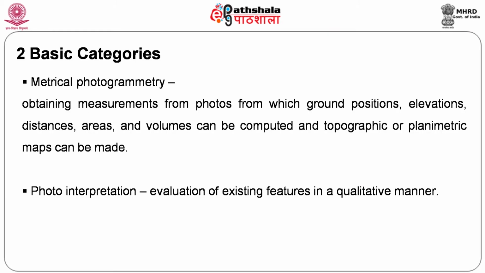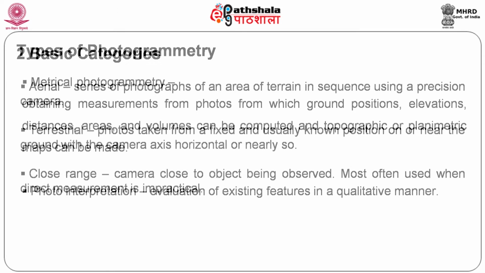The basic categories: there are two types. One is metrical photogrammetry, the other is photo interpretation. That is what I was telling you. Making measurements from photos, with respect to ground position, elevation, distances, areas and volumes, can all be computed using metrical photogrammetry. That is taking a photograph, correcting it, putting it in 3 dimensions and acquiring this detail. Photo interpretation is where you work on features in a qualitative manner. So the previous case is quantitative in nature, and this case is qualitative in nature.